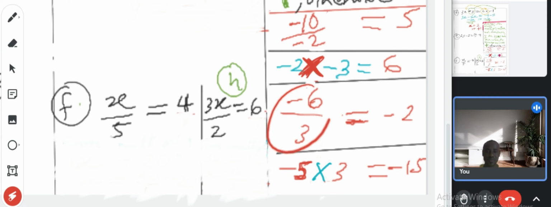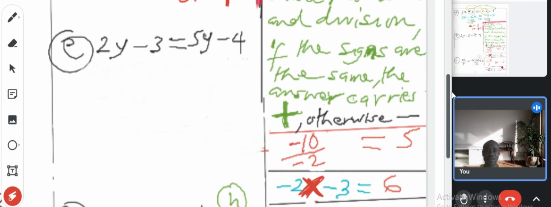But this one, minus 6 divided by 3. First of all, you do 6 divided by 3, which is 2. The numerator has minus, the denominator has a plus, even though it is not shown, it means it has a plus. The signs are not the same, so the answer will carry a minus. Minus 5 times 3. 5 has a minus. 3 has a plus, even though it is not shown. The signs are not the same, so the answer, which is 15, will carry a minus. That's what I mean. I hope you can hear me clearly.